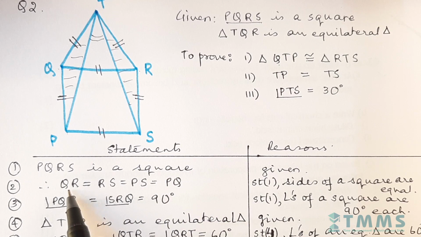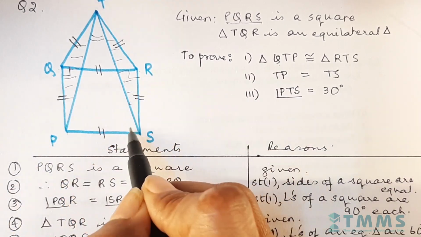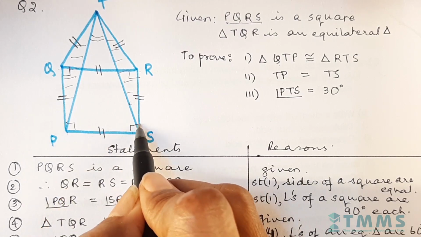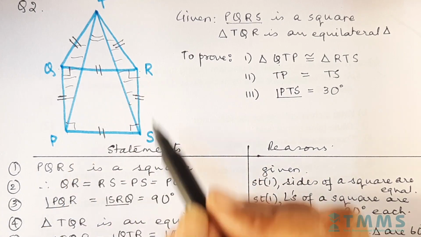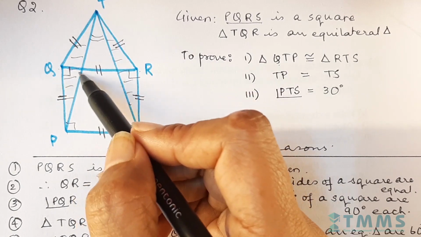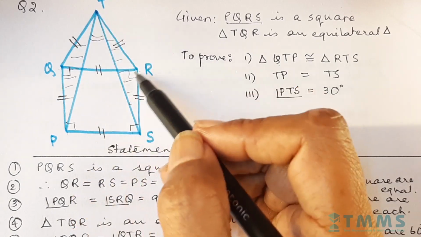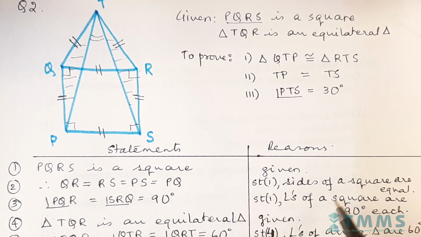Now, if it is a square, won't you say that all sides are equal? Statement 1, sides of the square are equal. Won't you say that each one of these angles will be 90 degrees? So I have taken PQR 90 and SRQ 90, because we'll be using these angles in this triangle and in this triangle. So I've written only 2 of them. You can write all of them, no problem. And so we write over there statement 1 because angles of the square are 90 degrees each.